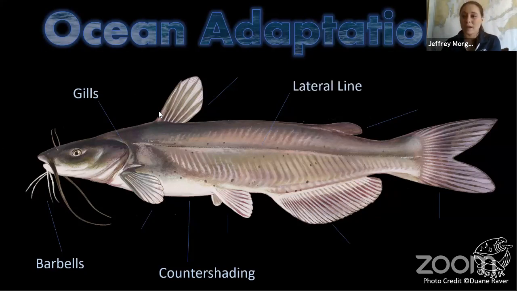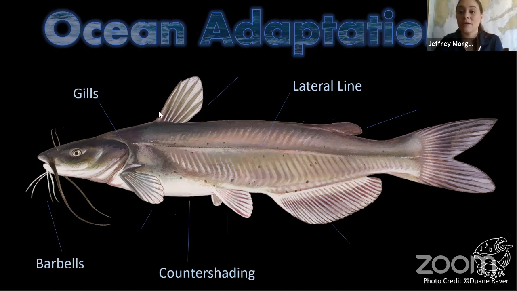So one of my favorite adaptations that fish have is the lateral line, and not everyone knows about this. The lateral line on the fish is that long line that you see starting from its head to its tail. That lateral line is a way for the fish to sense other fish around him or her. So if this catfish were to be swimming around in the sea or river and another fish would swim by, the catfish will be able to feel the vibrations in the water and sense that other fish using its lateral line.